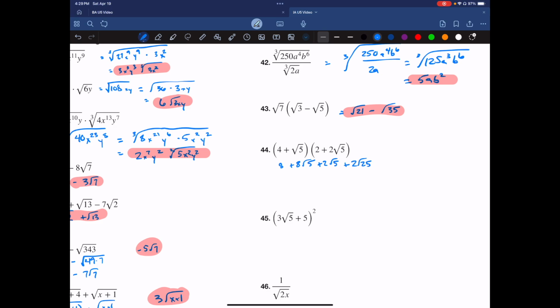So let's clean this up. It's going to be 8 plus 10 square root of 5, plus square root of 25 is 5. 5 times 2 is 10. So it's going to be 18 plus 10 square root of 5.